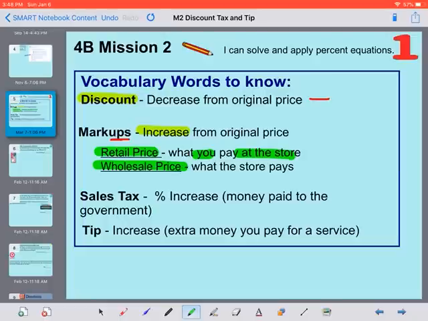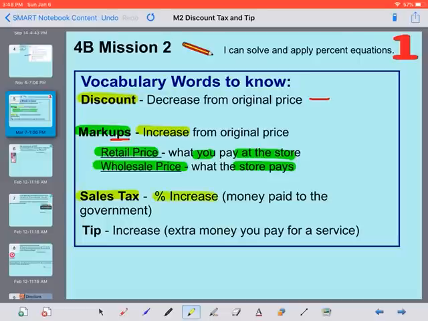Wholesale is the price that the store pays. So they generally get things cheaper and then they mark them up so that we buy them and they make a profit. That's how stores work. The store buys it, they mark it up, they increase it from the original price, and then we go and buy it. The next vocab word here is sales tax.